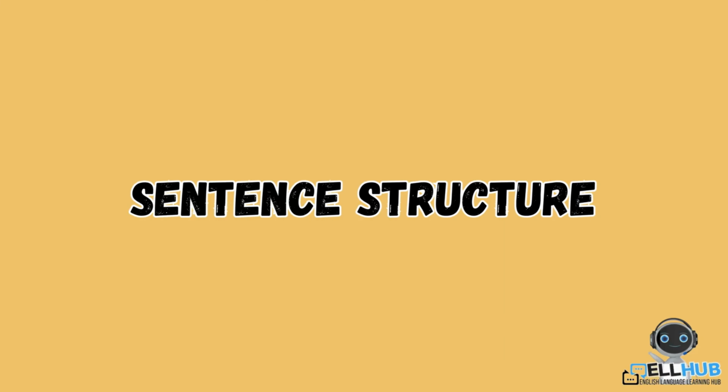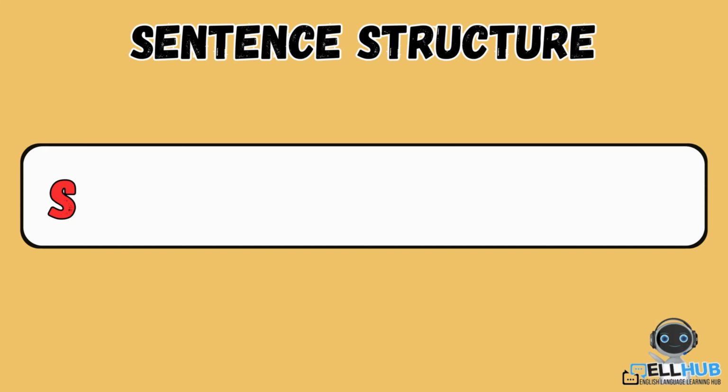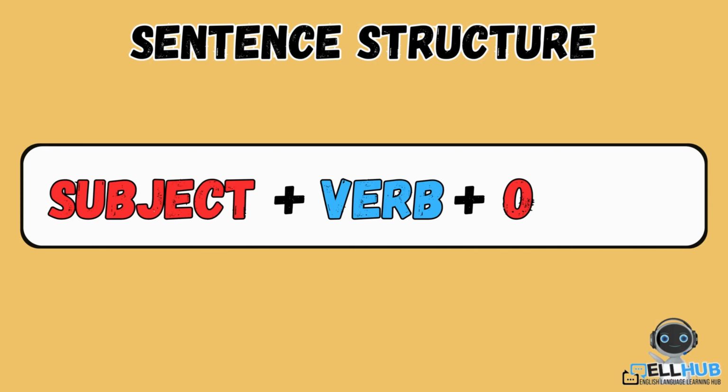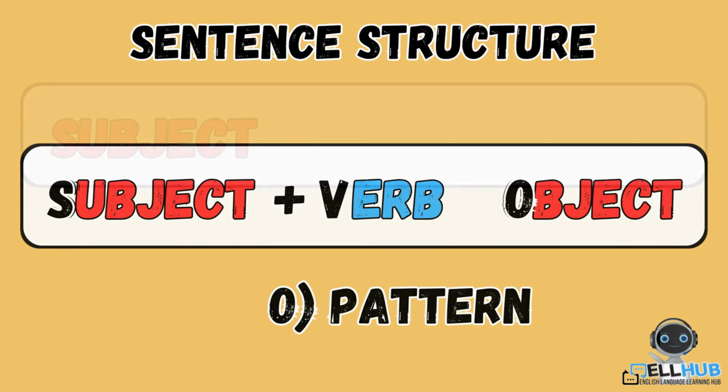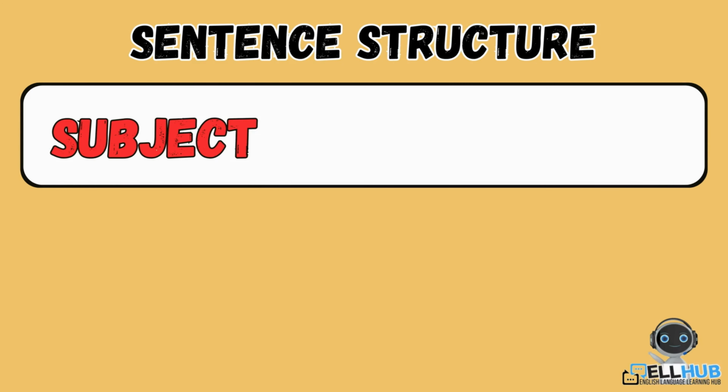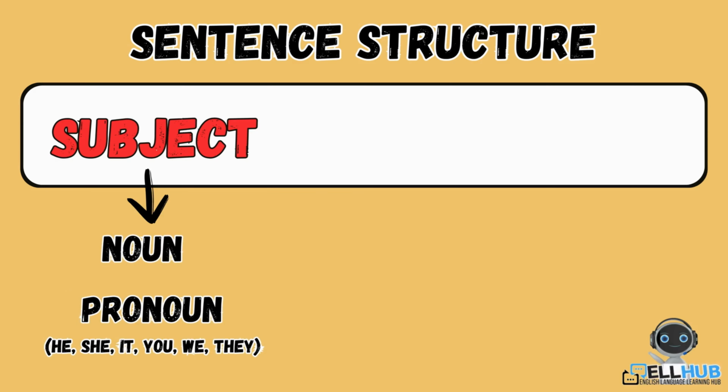The basic structure of an English sentence is subject, verb, object, the SVO pattern. The subject of a sentence is the main topic or focus of the sentence. It answers the question who or what. It could be a noun or a pronoun. The verb is the action or state of the subject. It answers the question, what is the subject doing? Or how is the subject?